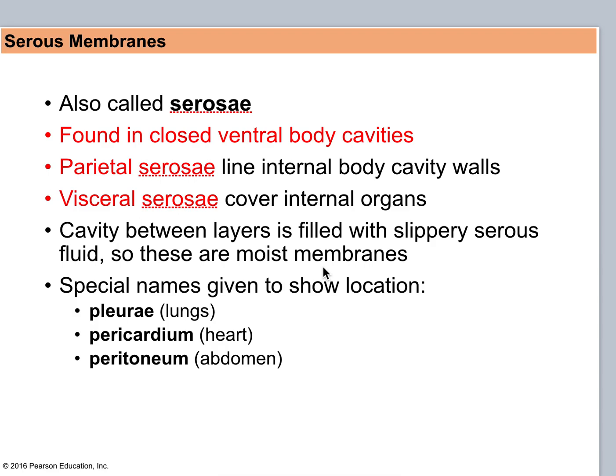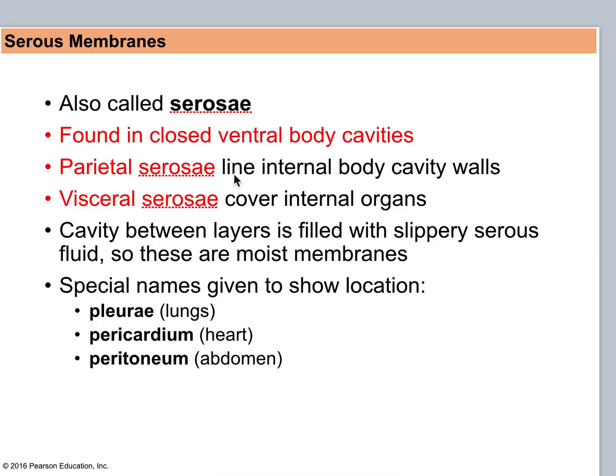The last membrane is serous membrane. And we've talked about serous membranes before in an earlier lecture. Remember, these are found in closed ventral cavities. So like the dorsal cavity, the ventral cavity, like the pericardial cavity, the pleural cavity, the mediastinal cavity, the abdominal cavity, the pelvic cavity. These are all internal body cavities that are not in contact with the external environment. That's the distinction between serous membranes and mucous membranes.